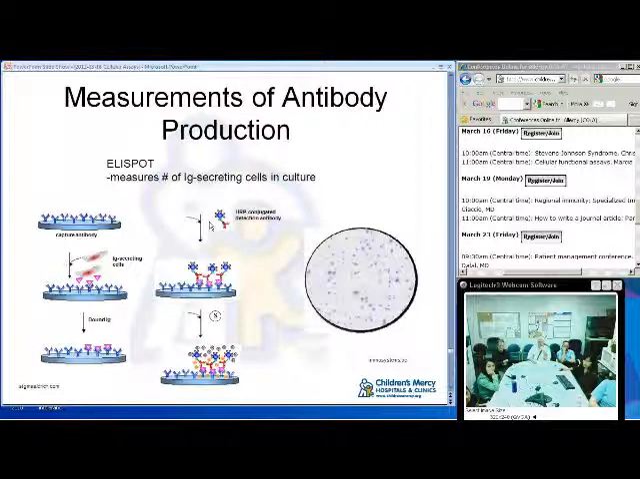And then again, we would add our conjugated detection antibody, and then we'd add our substrate, and then we would do a series of washes, and then we would develop it. And now what you would see is every single one of these purple spots corresponds to an immunoglobulin secreting cell. And so we could count that number of cells to see how many made whatever antibody of interest you were looking for. Okay. So there's two ways of measuring antibody production, either through an ELISA or an ELISpot, depending on the question you want to address.